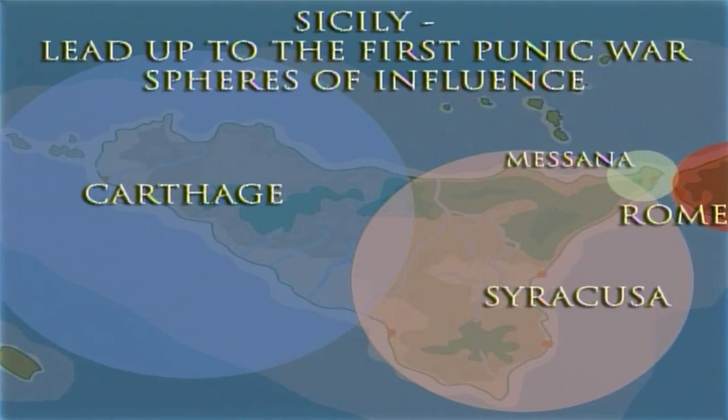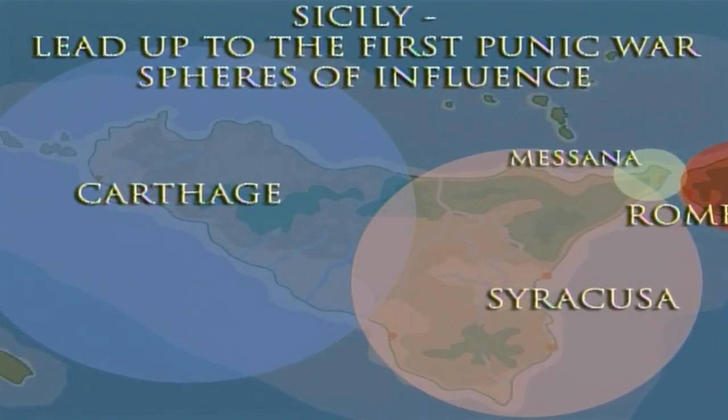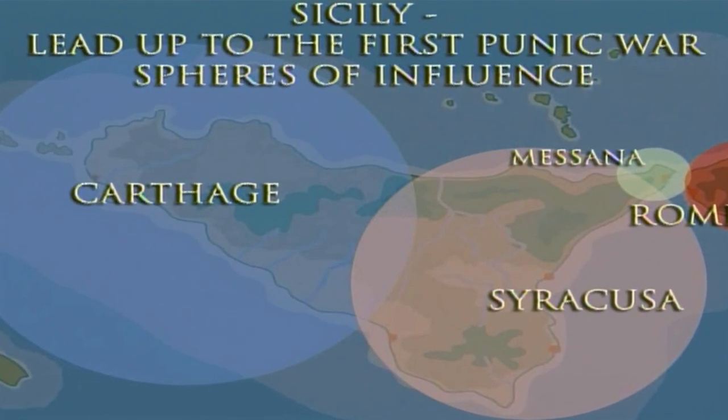In this first war, most of the fighting took place on the sea around the island of Sicily. And this was a real problem for the Romans. They were placed at a real disadvantage because the Romans were not seafarers. They weren't sailors. Heck, they didn't even have a navy.